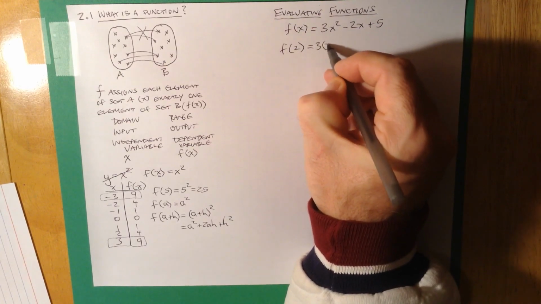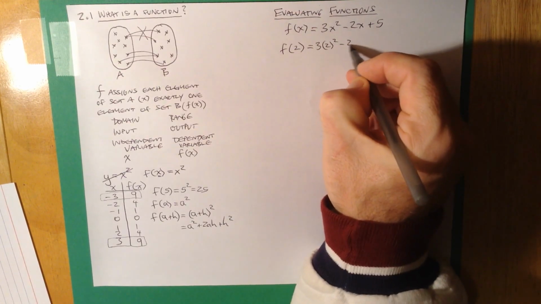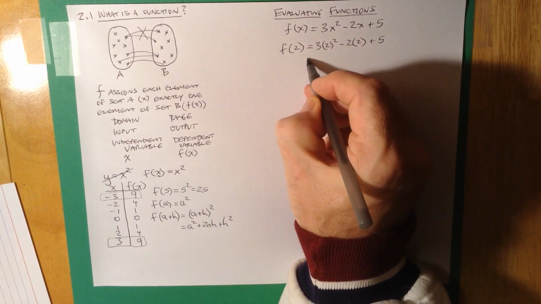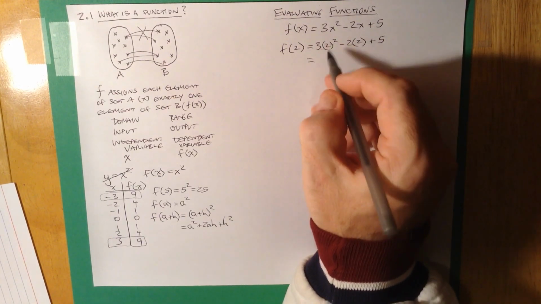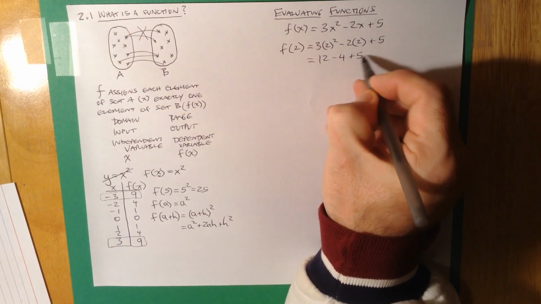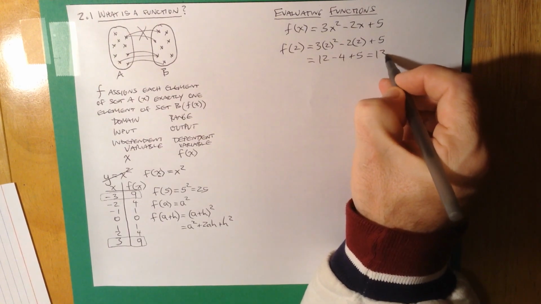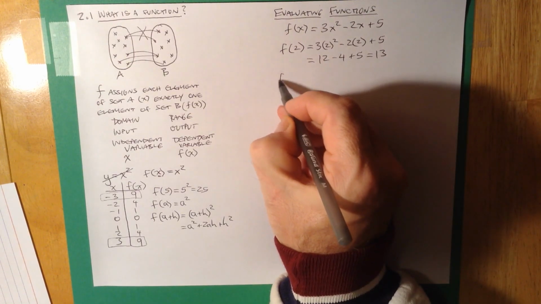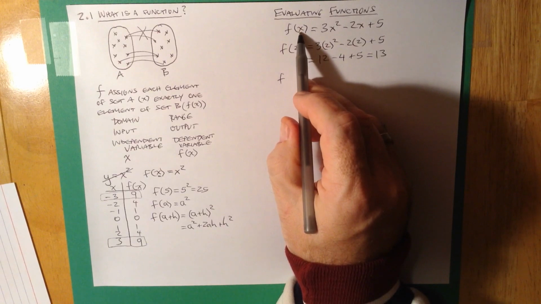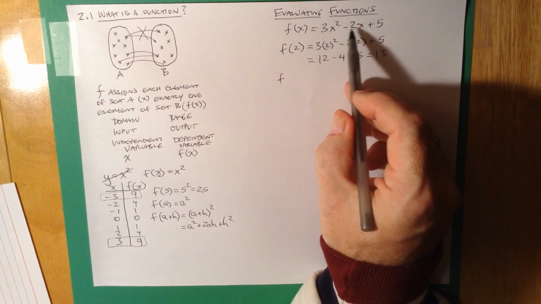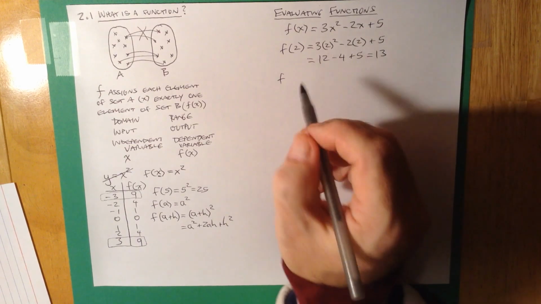So we square, and then we multiply by 3 and subtract 2 times the input and add 5. And so in this case, that's going to be 4 times 3 is 12 minus 4 plus 5, and that's going to be 13. But again, what this function says is whatever the input is, do this. Square it, multiply it by 3, and then subtract twice the input and then add 5.